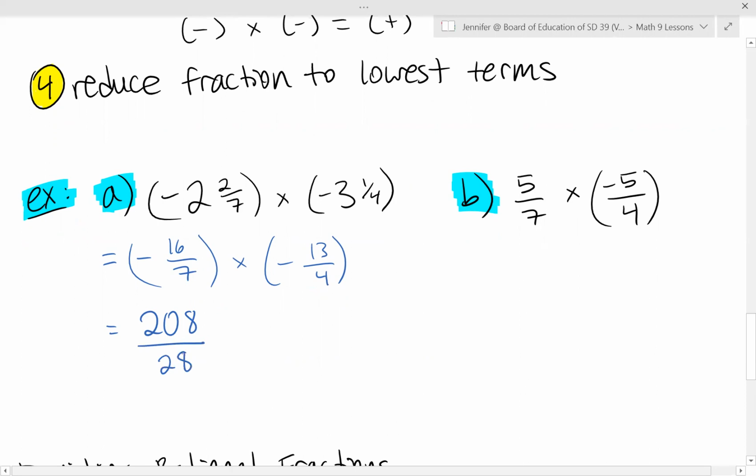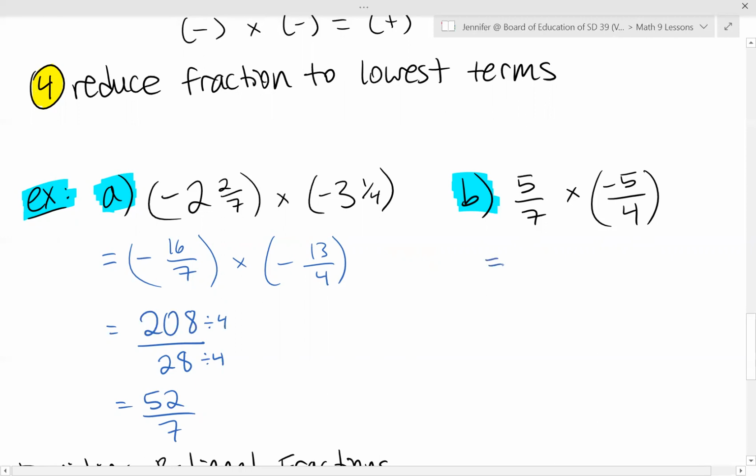Then we have to ask ourselves if this can be reduced any further. So what numbers might go into both 28 and 208? Well, we know that 2 would go into both of those. We know that 4 goes into here. So if we try it out, is 208 divisible by 4? If you also did this on the side here, you would find out that yes, it is divisible by 4, and it gives you 52. And our bottom would become 7, 28 divided by 4. So this is now fully reduced. 7 and 52 don't have any common factors. And that is done.